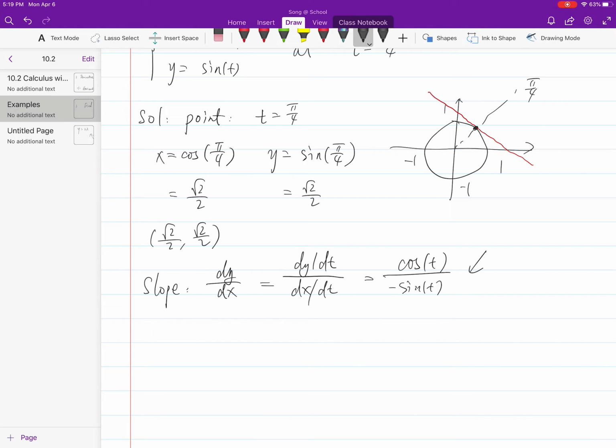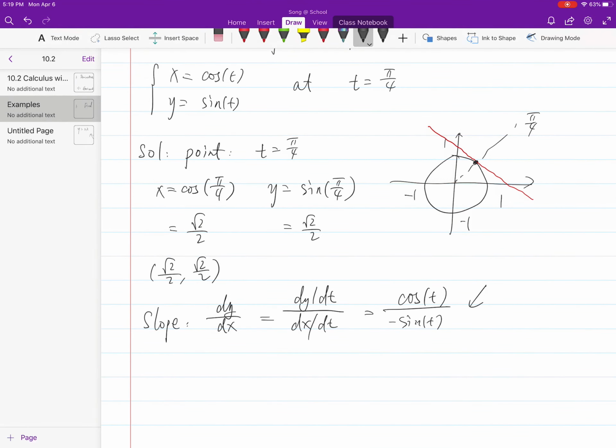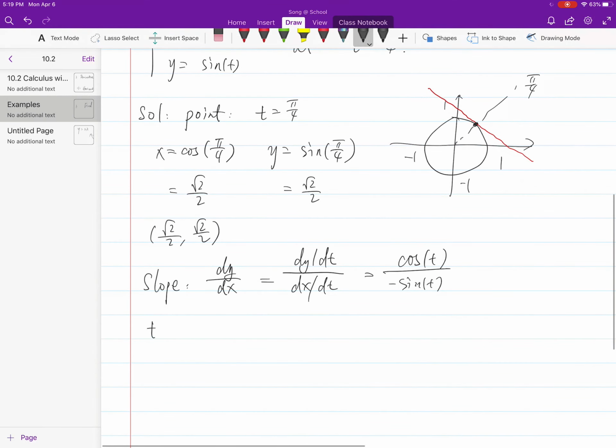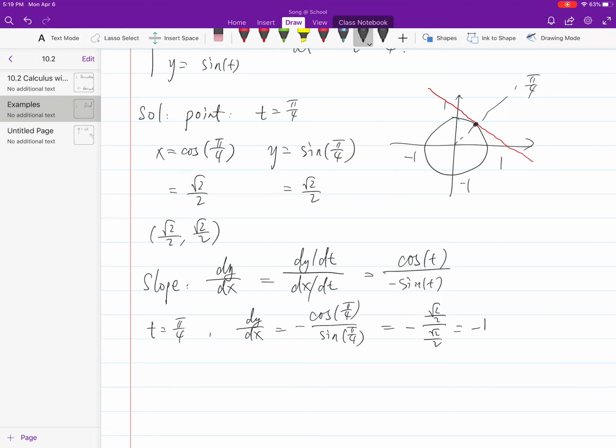From here you can see dy over dx, because you get it from dy over dt and dx over dt, your final function will be in terms of t. Okay, but that's no big deal. As long as you just plug in t, you can plug in t equal to pi over 4. That tells you dy over dx at this moment is going to be cosine pi over 4 over negative sine pi over 4, which equals negative square root of 2 over 2 over square root of 2 over 2, which is negative 1.